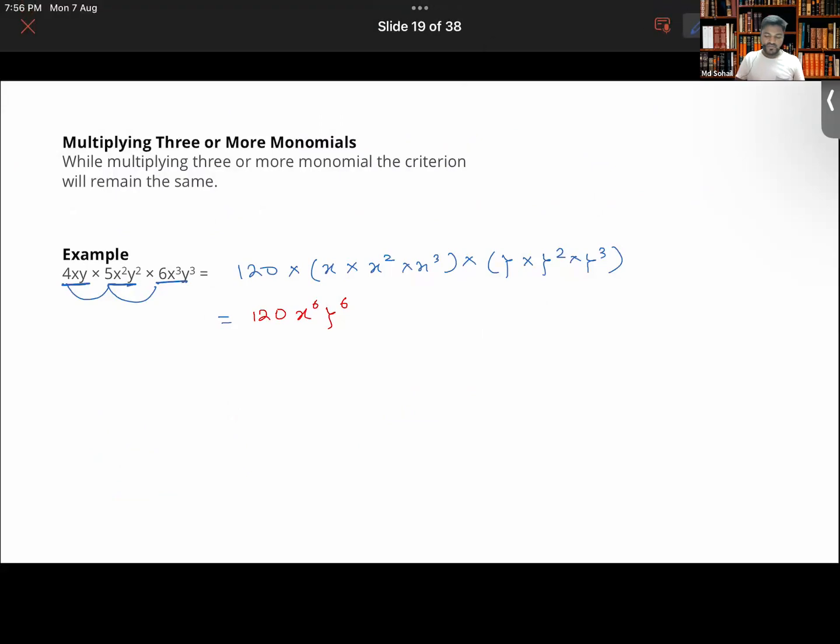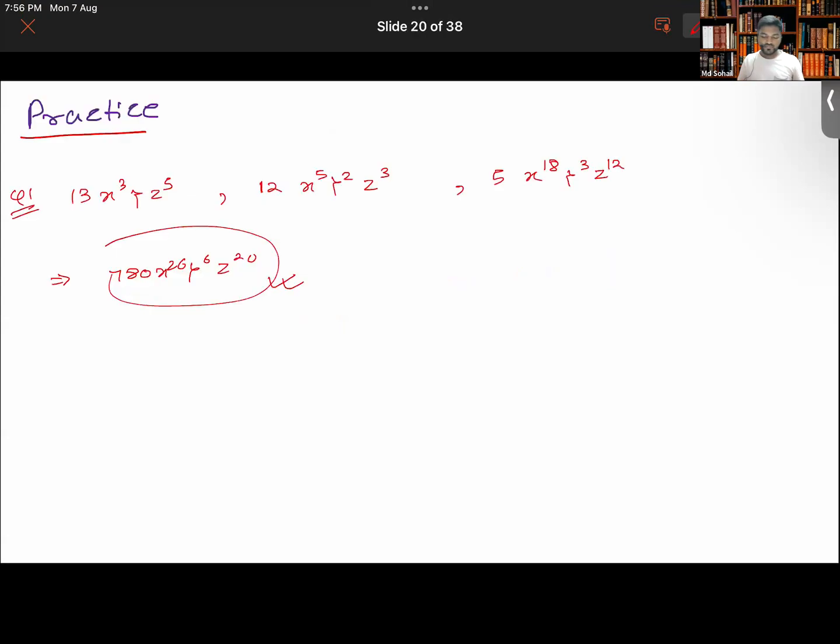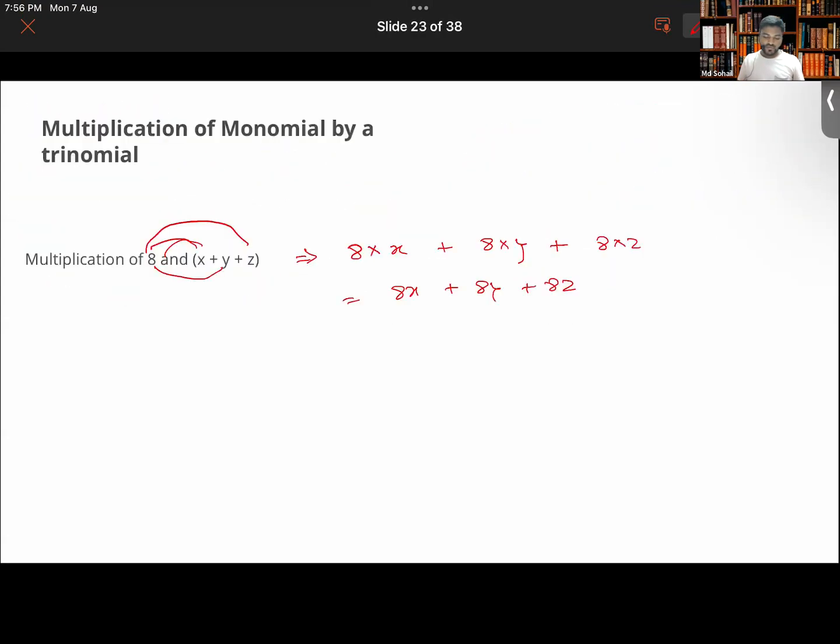You have basically multiplied the coefficients first, right? 4 into 5 into 6. Then you multiplied the variables, and basically we have added all the powers of the variables here. Okay, is that confusing or is that clear? It is clear, right? Okay, guys, so we are good to move ahead then.